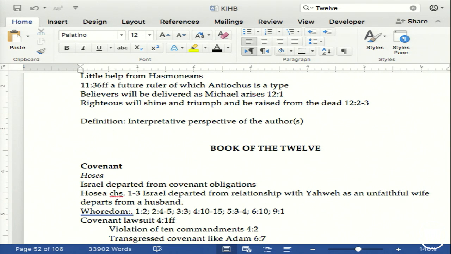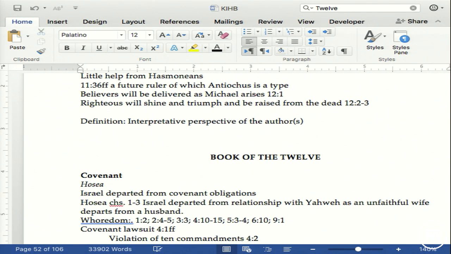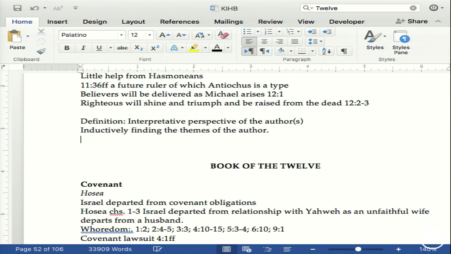So biblical theology, when you're talking about biblical theology, we're talking about inductively finding the themes of the author. What concerns the author?